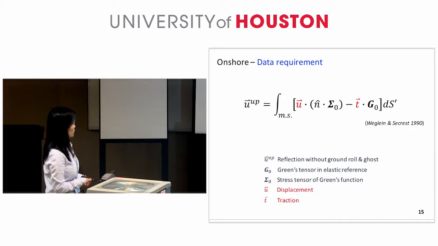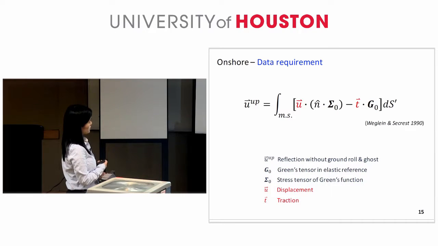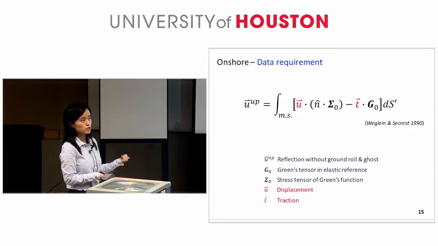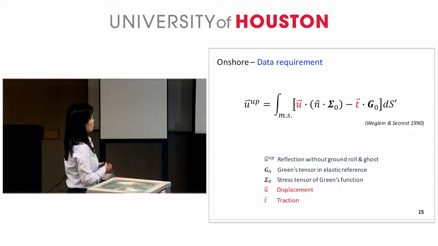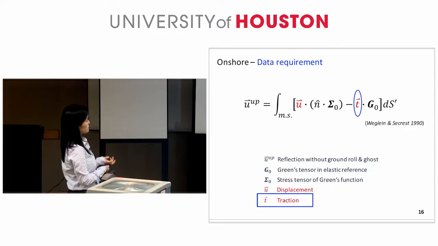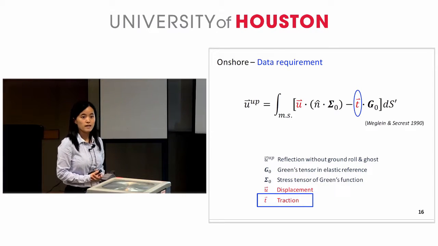And besides that, you need to measure both the displacement U and the traction along the acquisition surface. Both of them are multi-component. So you can see that in comparison with marine, the land has a higher bar for data acquisition. Now, people usually measure the displacement, so what about the traction? What is that and how do we obtain it?